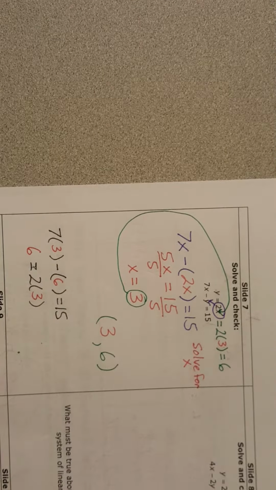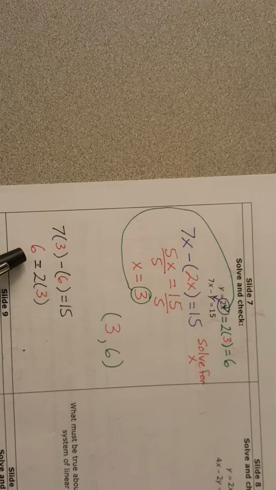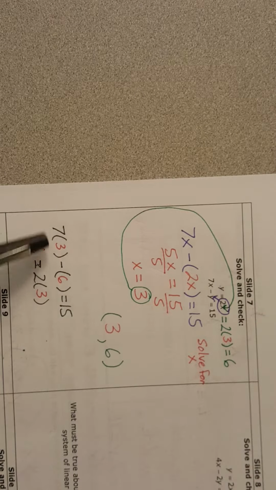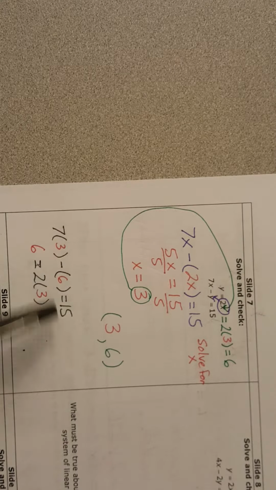The solution I got was (3, 6). To make sure that it actually is the solution, I replaced it back into the original equations to check my math. 7 times 3 is 21, minus 6 is indeed 15.